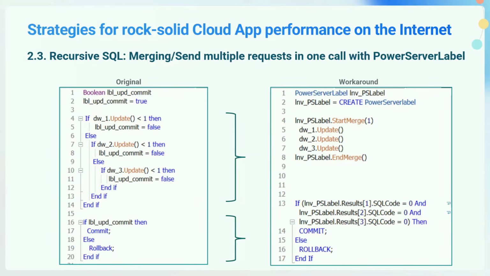At this point, the app sends the request to the PowerServer Web API. Once execution is complete, we can analyze the result, which comes back in an array of PowerServer result objects. Each element in this array has properties such as SQL code and SQL error text. And in this example, each index corresponds to one of the update calls that was part of the group.